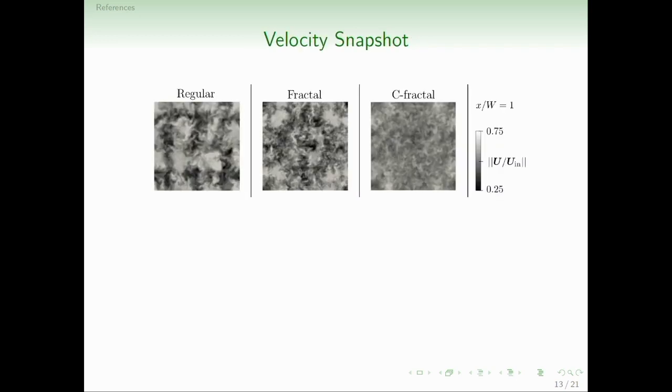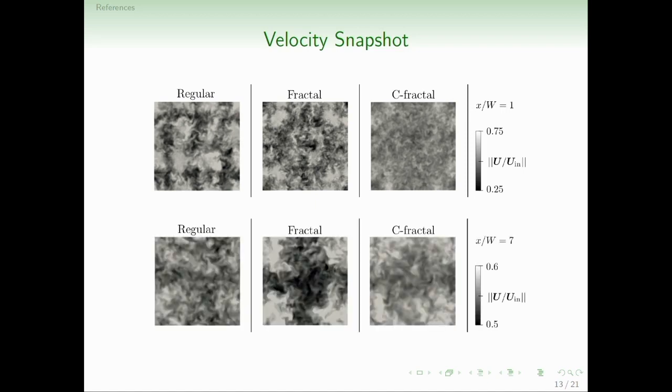If we take a snapshot of velocity, this is velocity one channel width downstream, so quite close to the grid, near grid. We see the regular and the fractals still show some wind shadow, whereas the C fractal seems to, the jets have been completely destroyed by one another.